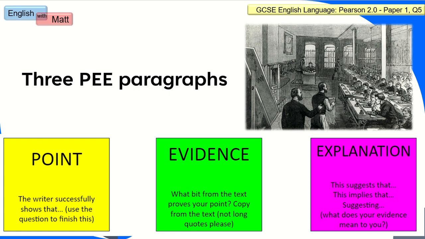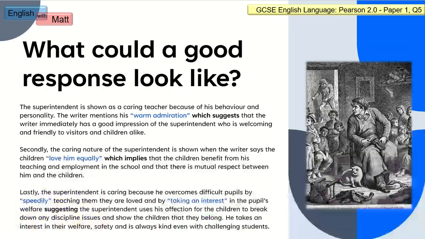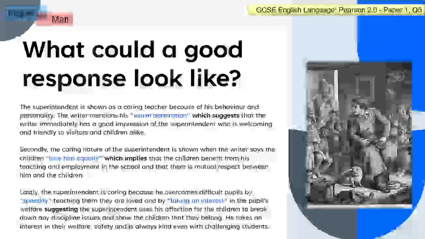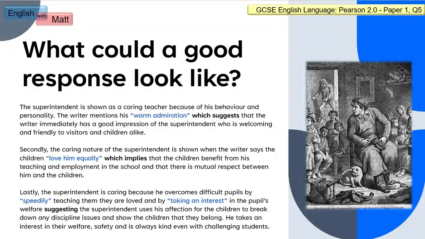So, in terms of what a good answer might look like, it might be something like this. I've put the quotes in blue and the beginning of the inference in bold, using those sentence stems as you can see here. The superintendent is shown as a caring teacher because of his behaviour and personality. That's the point. The writer mentions his warm admiration, which suggests that the writer immediately has a good impression of the superintendent, who is welcoming and friendly to visitors and children alike.